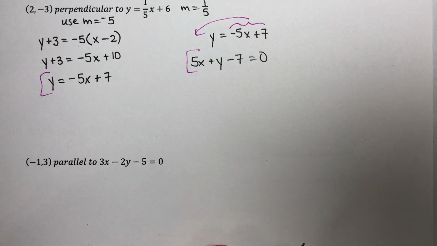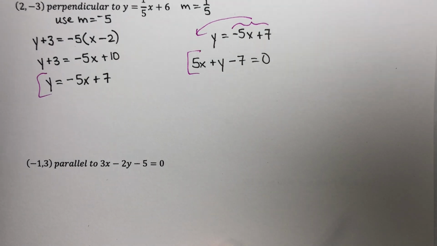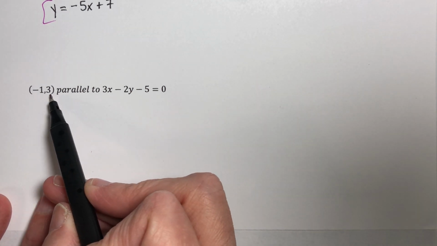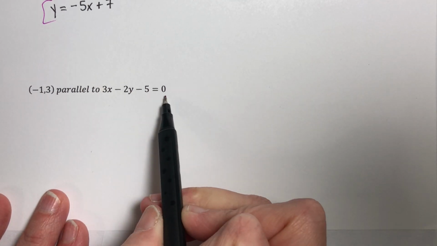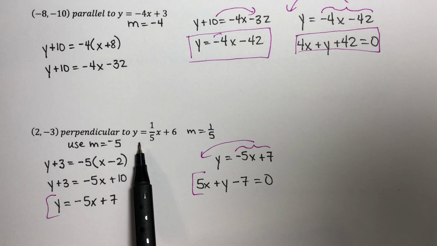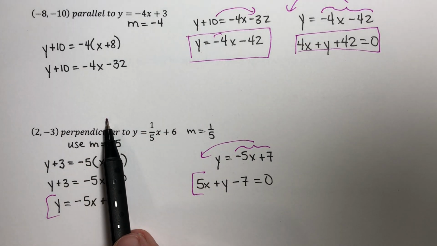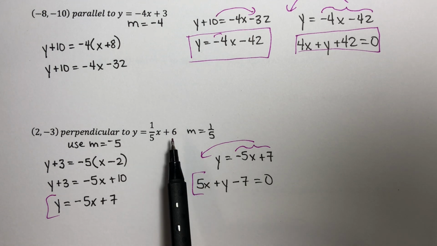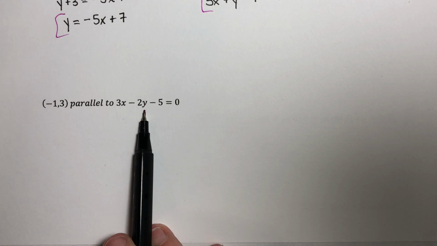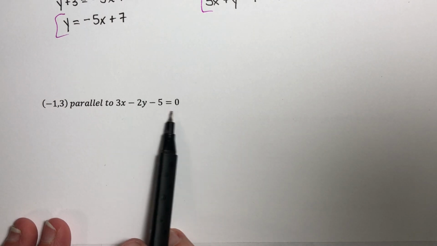Okay, so let's check out this one. I want the line that goes through negative 1, 3, and I want it to be parallel to this line. Now, in the previous two problems, we were given our equation that we wanted to be either parallel or perpendicular to. We were given it in slope-intercept form. Well, we don't have that here, so we're going to need to find the slope, which means we need to solve this thing for y.